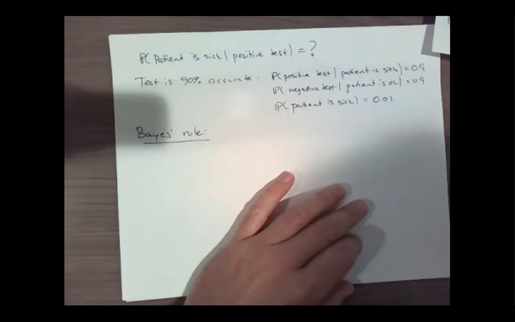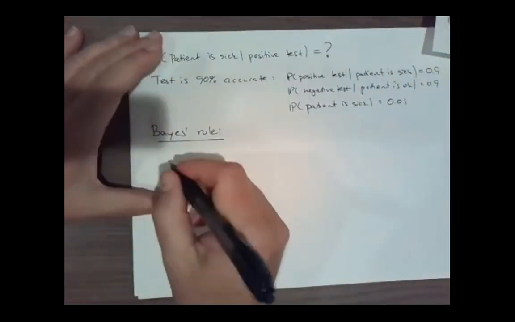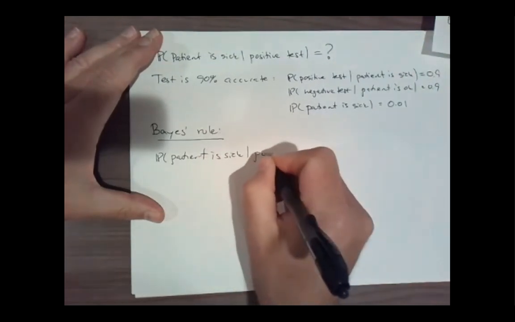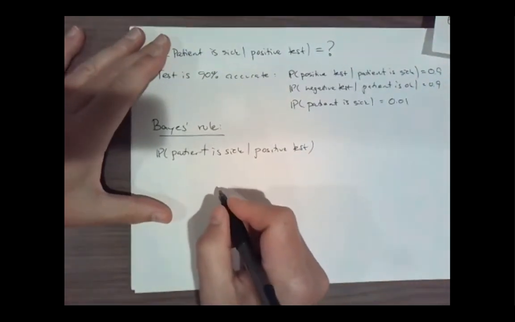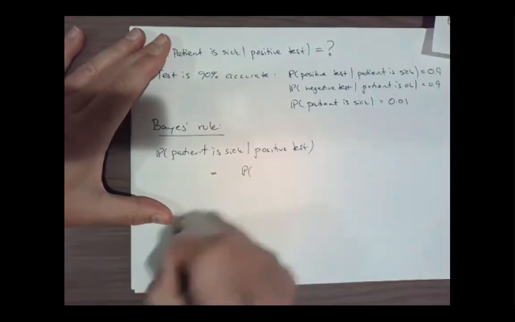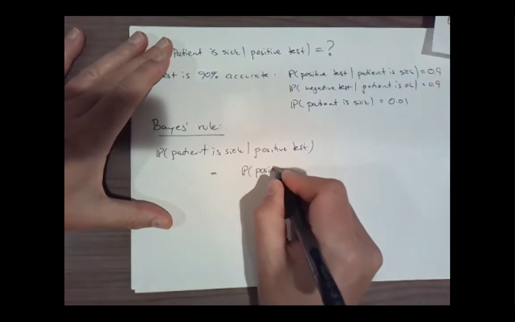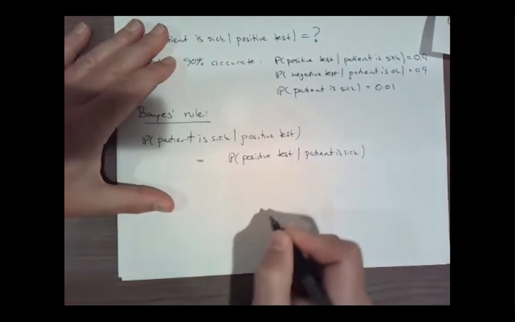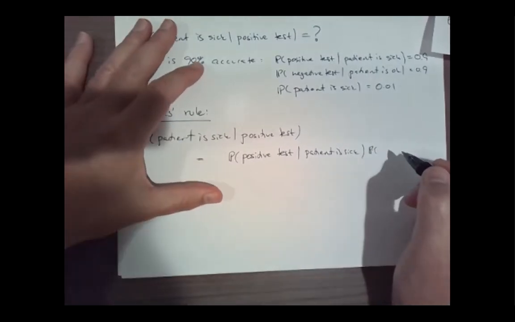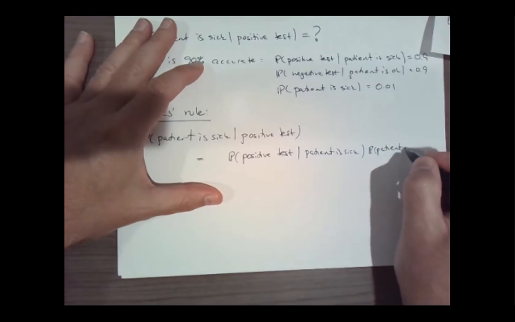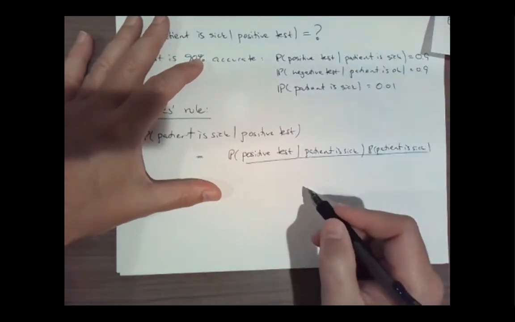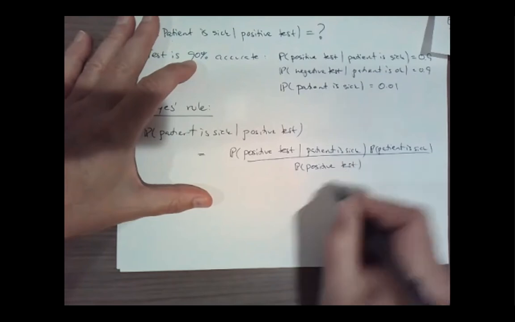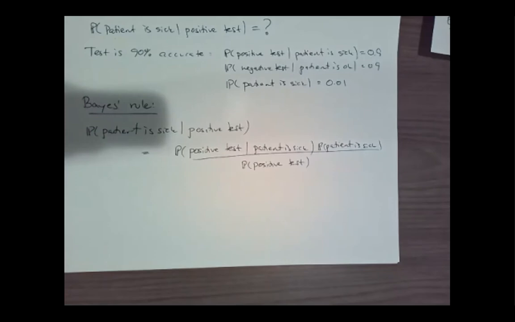So let's try to calculate this. We will use Bayes' rule. The probability that we're interested in is the probability that the patient is sick, given a positive test. You swap it using Bayes' rule. You write this as the conditional probability that the test is positive, given that the patient is sick. And then the correction term, the probability that the patient is sick, and then you divide by the probability of a positive test. Okay, so now it's just a question of working out what these quantities are.